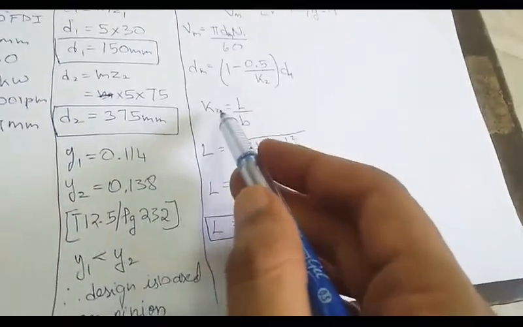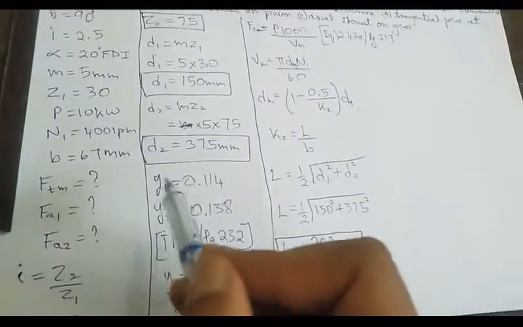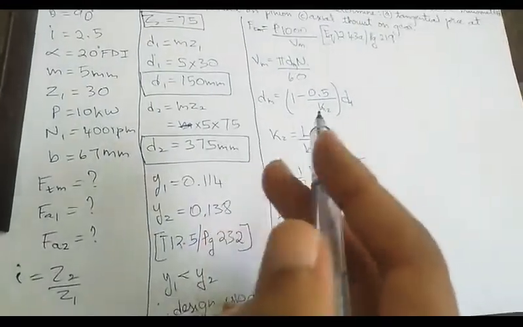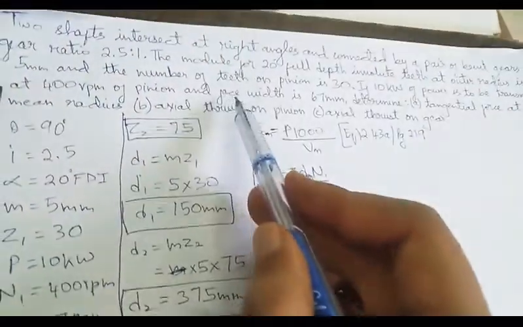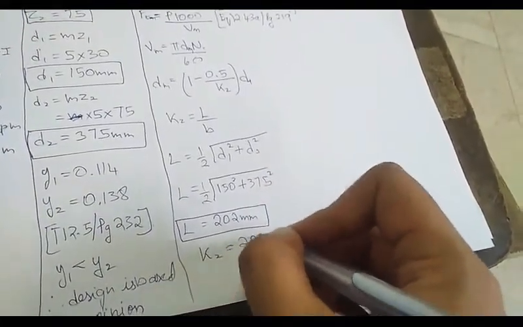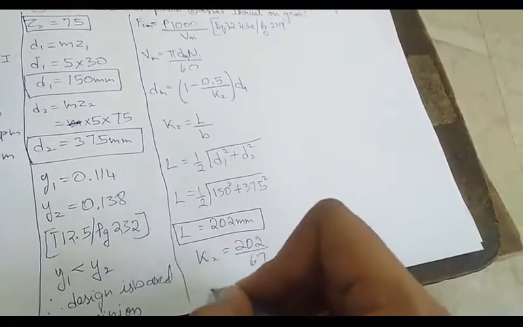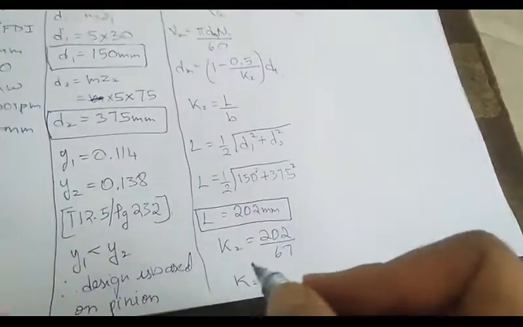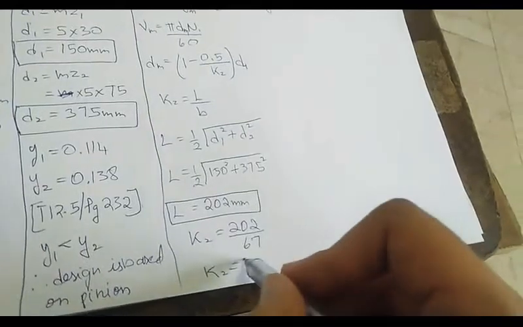Now we will find the value of K2. In the question they have given the value of face width as 67. So K2 is equal to L by B, 202 by 67. So the value of K2 is 3.01.